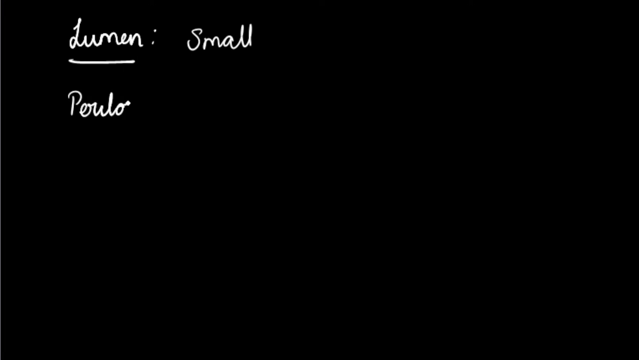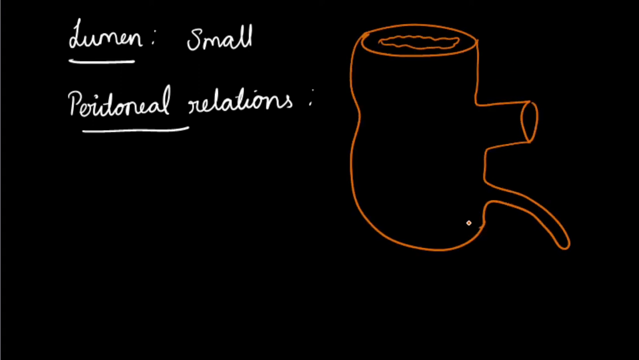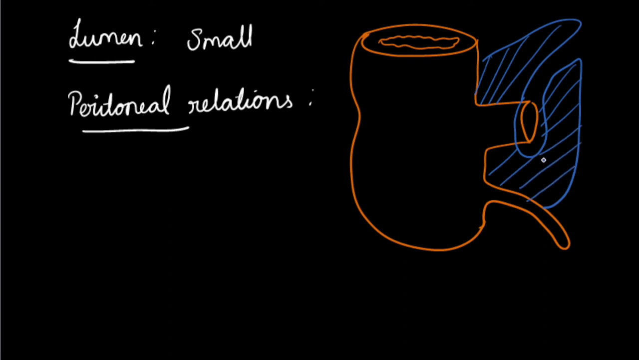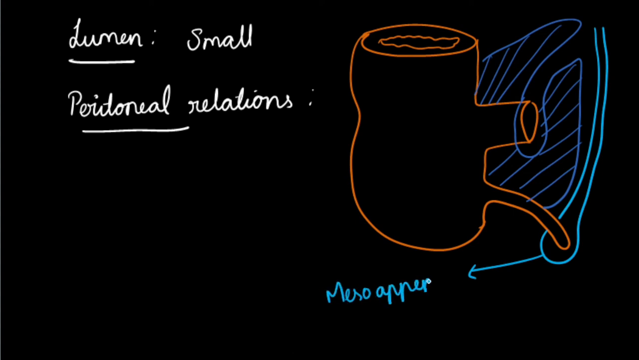Now let us see the peritoneal relations of the appendix. Here we can see the mesentery attached to the ileum and to the outer surface of the appendix, and the tip of the appendix is mainly attached to the triangular fold of peritoneum in this way. This is called the mesoappendix or appendix mesentery. So this is exactly the peritoneal relation. This is the mesentery present over here, which is connecting the ileum, and this mesoappendix is a small triangular fold of peritoneum connecting to the appendix.